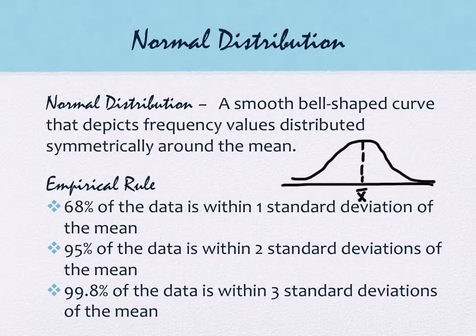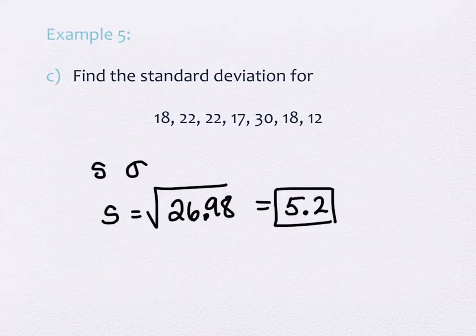So what happens when you do have a normal distribution is that the empirical rule applies. The empirical rule tells us that within one standard deviation of the mean, 68% of the data would lie in that range. So that's the same standard deviation that we just found over here, 5.2, right?